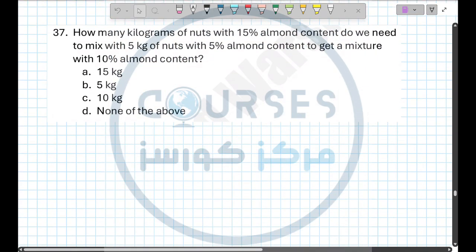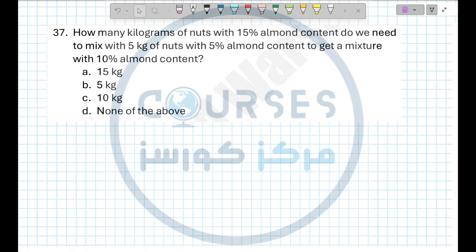Okay, moving forward. How many kilograms of nuts with 15% almond content do we need to mix with 5 kilograms of nuts with 5% almond content to get a mixture with 10% almond content? So clearly it's a mixture problem. So we have a formula memorized for that. C1 V1 plus C2 V2 equals CT VT. And we said that VT is V1 plus V2.